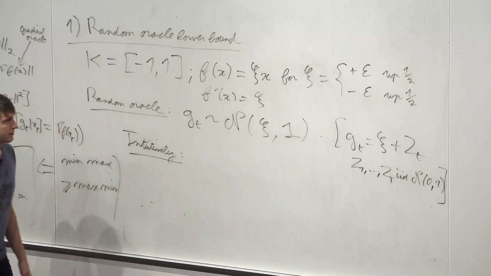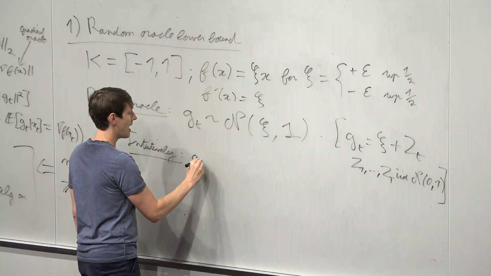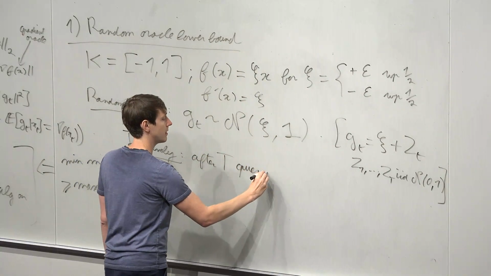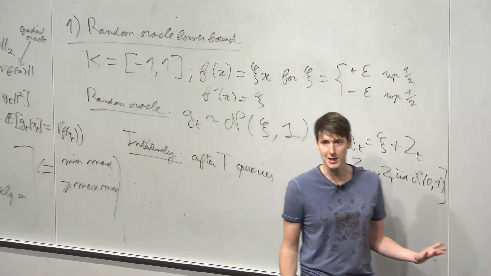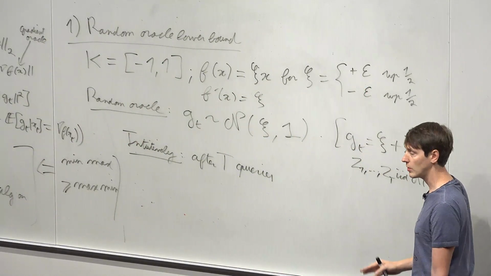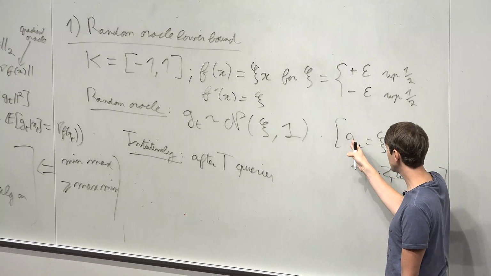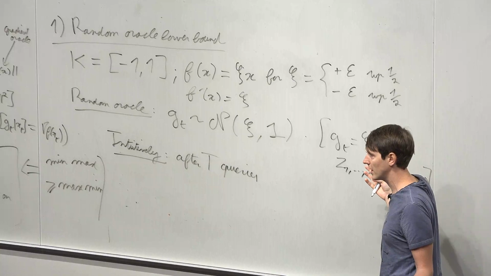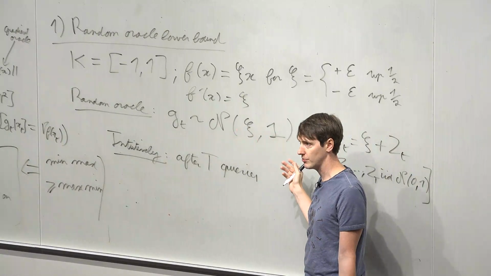What's happening intuitively? So after T queries, what do I want to do? I want to optimize this function, so I need to estimate, is it a plus or a minus? So I need to estimate the mean of those Gaussians. The best estimator for the mean of a Gaussian is to just take the sample average.